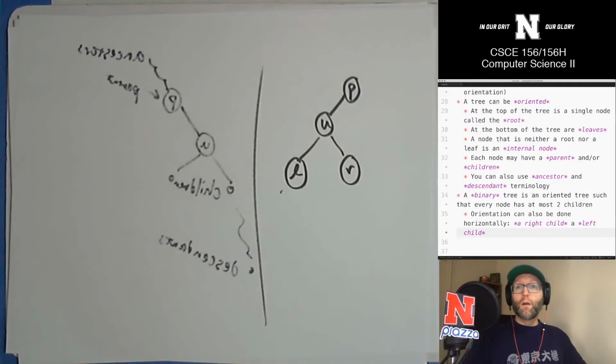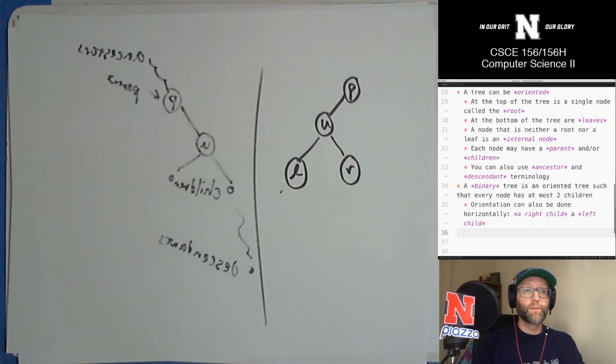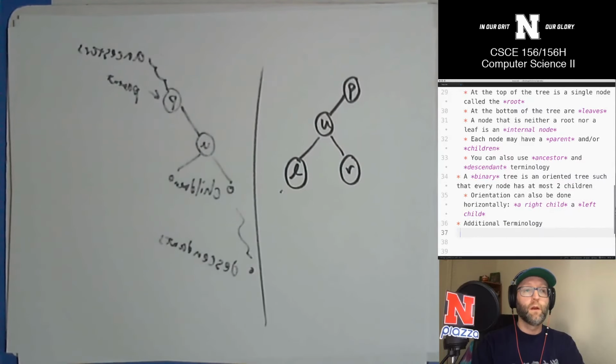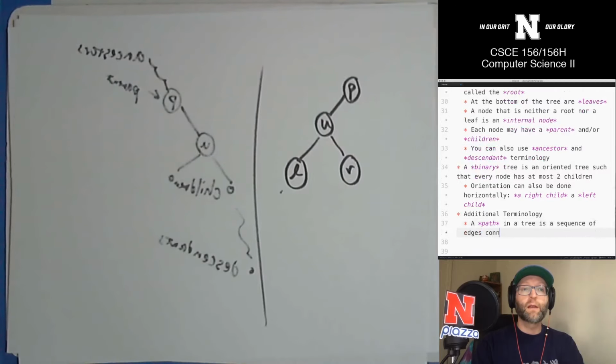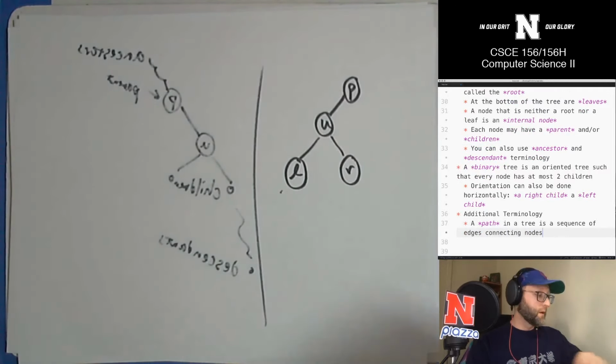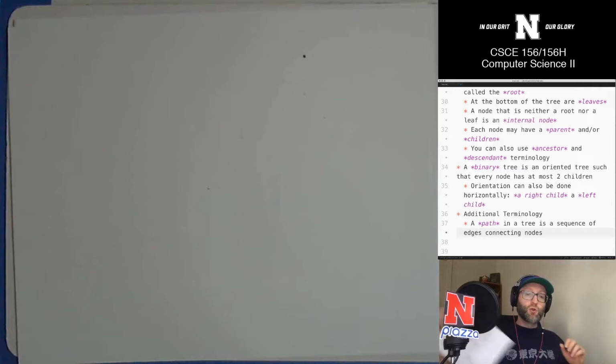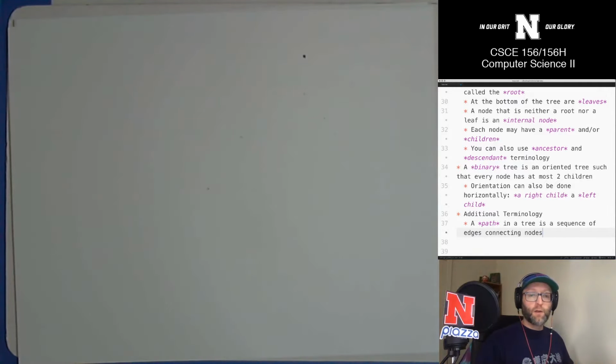Checking in with Piazza, no questions so far, so I'll continue. Some additional terminology then. A path in a tree is a sequence of edges connecting nodes. For this, let me actually draw a full binary tree at this point. Again, I'm not that creative, so I'm just going to pull one that I have from the textbook here.